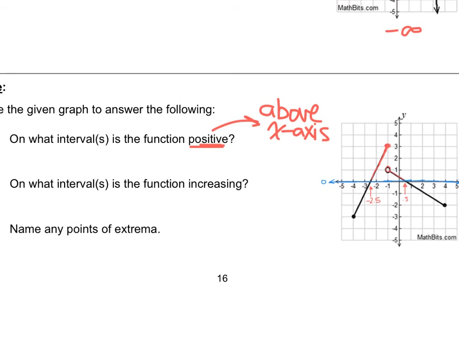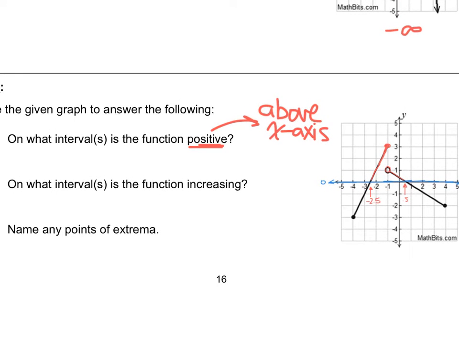Where does my red line start? I pretty much just said it, so all you have to do is repeat what I said. Negative 2.5. And where does it stop for that first part? Negative 1. Let's talk about fencing here. Bracket or parenthesis for the negative 2.5? Parenthesis, because we can't actually get to the negative 2.5. If we do, we're on the x-axis, and if we're on the x-axis, it's not above the x-axis, so it can't be positive.